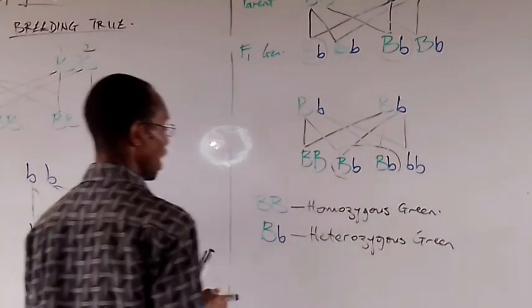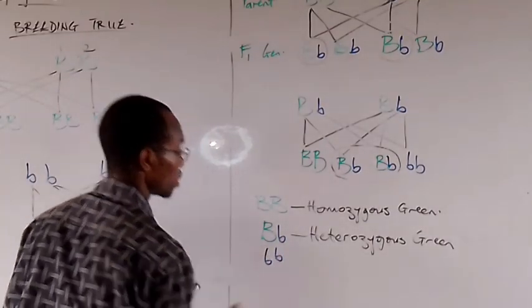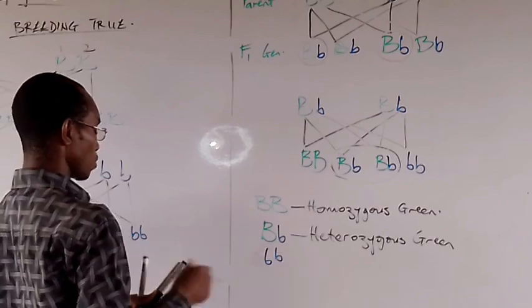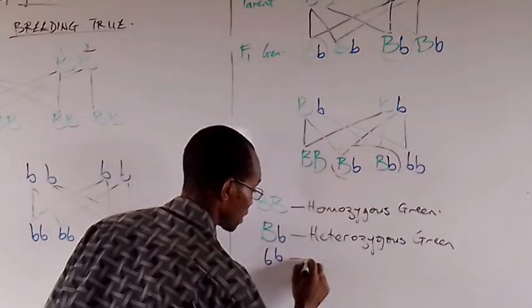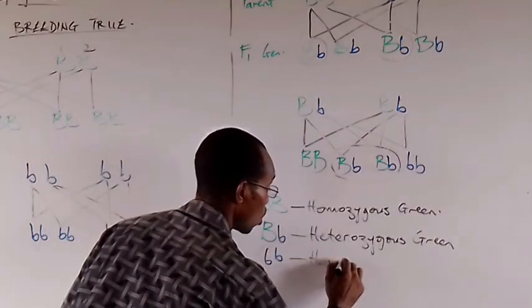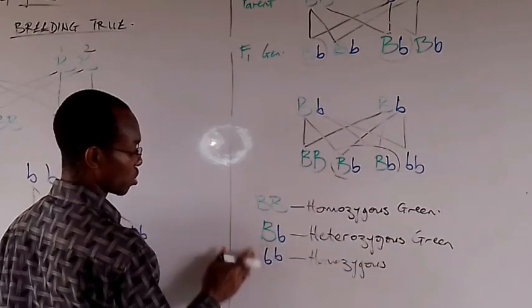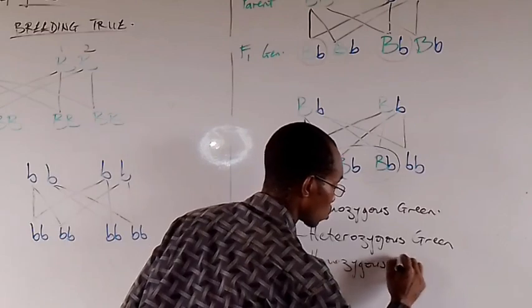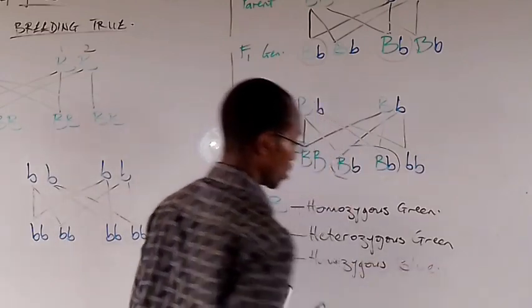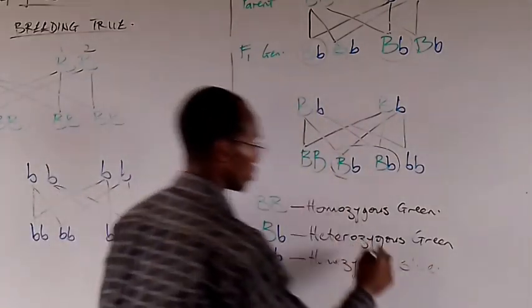And lastly, we have this one, which is small b, small b. And for the small b, they are both depicting the same thing, and that is why it is still homozygous. And this time around, what kind of homozygous? It is homozygous blue. That is what we are having in this homozygous blue.